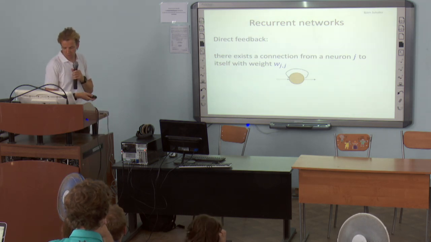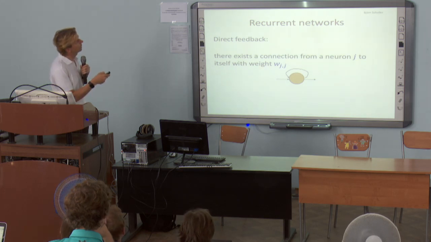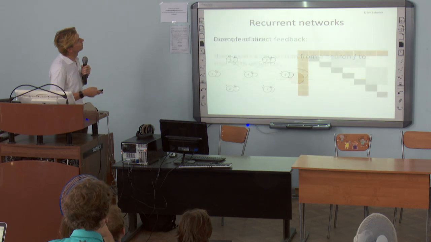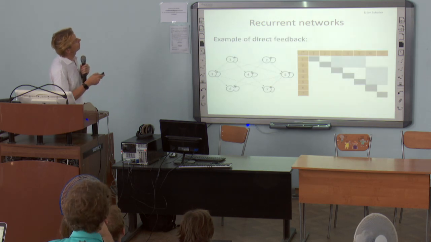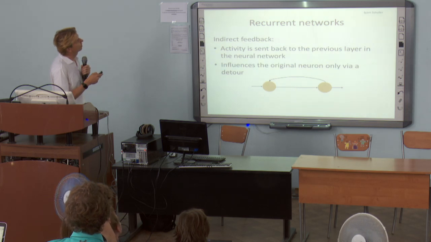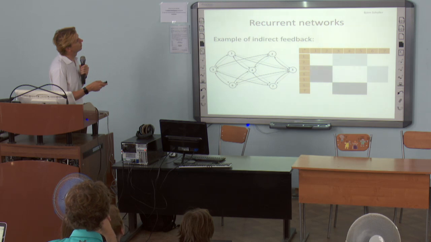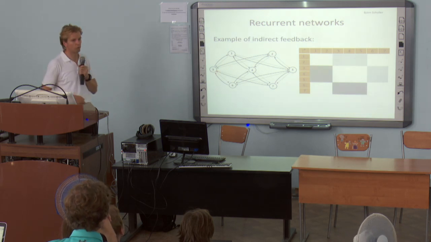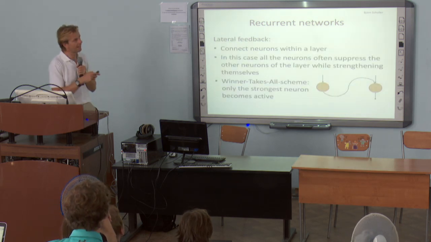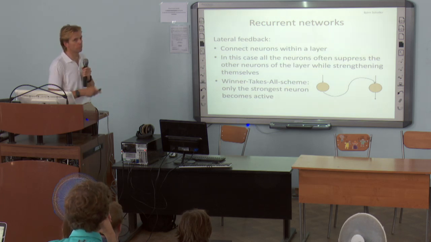You have different types of recurrency. This one is direct feedback, so you're going within the same layer from the output to the input. You can also have, and that gives you the main diagram in this matrix, recurrency to the previous layer, giving you the mirrored usage here from the feed-forward neural networks. But you can also have lateral feedback, so within the same layer going side by side.